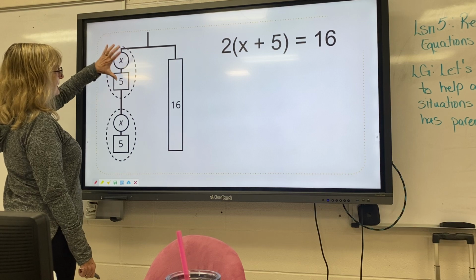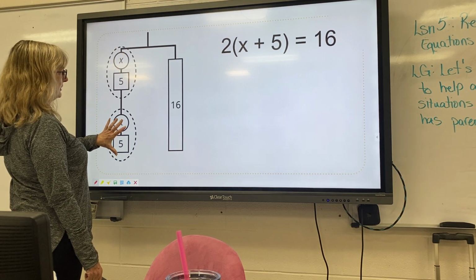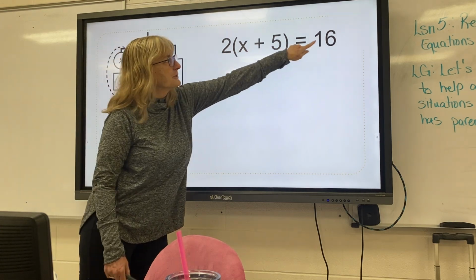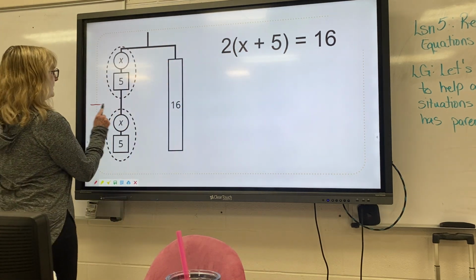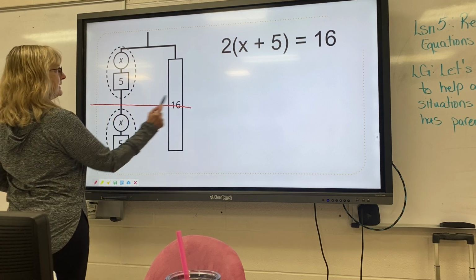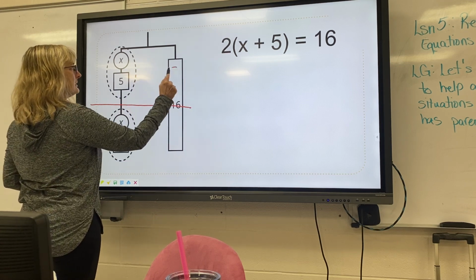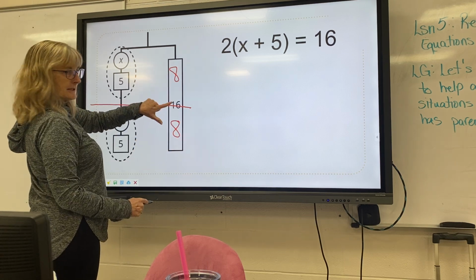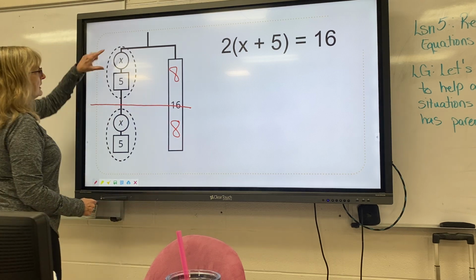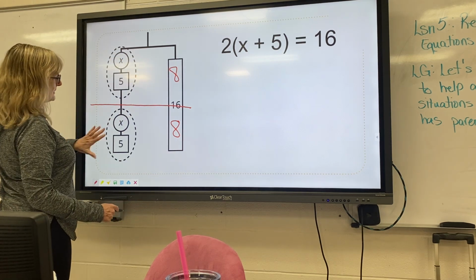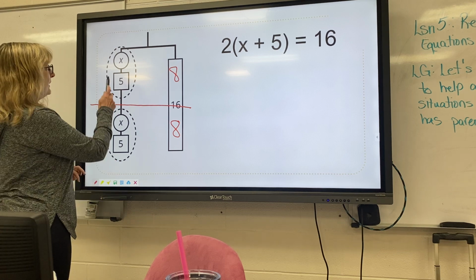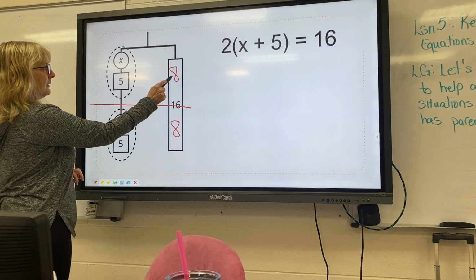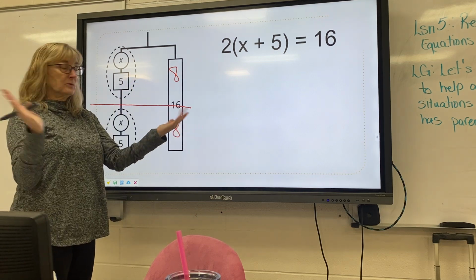So if I think of this as a group, and this is a group, and that's what this is, two groups of x plus 5 equals 16. So if I split this right here, and I say this group right here is going to equal 8, and this group right here is going to equal 8, because I took that 16 and I split it in two. So now we can look at either this one or this one, because they're exactly the same. So now I have x, and hanging with it is 5, and altogether they are balanced to equal 8.